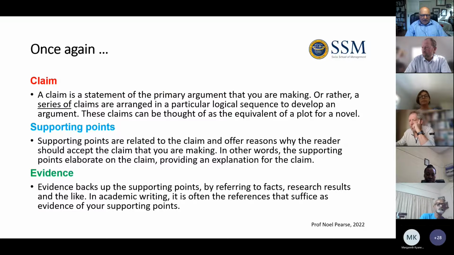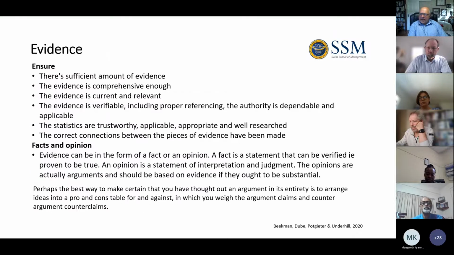The claim is a statement of the primary argument that you're making, or a series of claims. We talked about looking at it like a talk show, but these claims can be thought of as the equivalent of a plot for a novel, with different claims progressively taking you to be convinced over a period of time. Then come the supporting points, and the evidence backs these up, based on facts, research results, and the like.